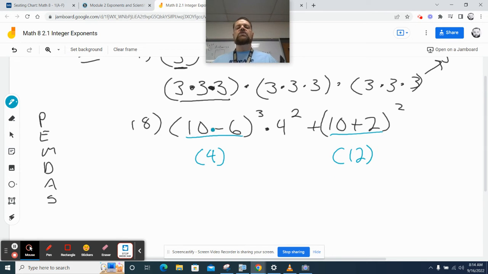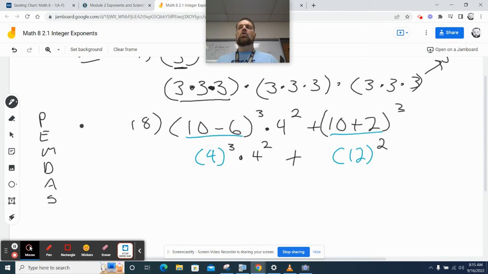Now everything else stays the same. In other words, this stuff here was raised to the third power, so now that's raised to the third power. This stuff here was raised to the second power, so this is raised to the second power. And I have to tack this on here too. So the 4 squared just comes down. My plus sign goes here.